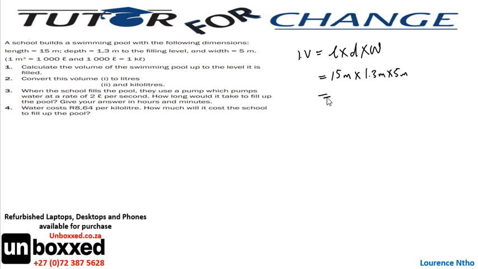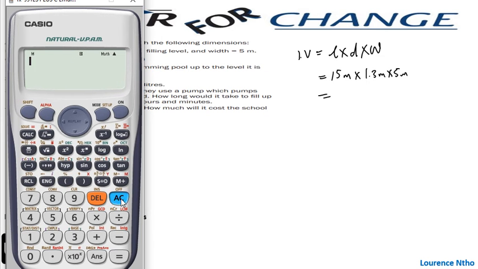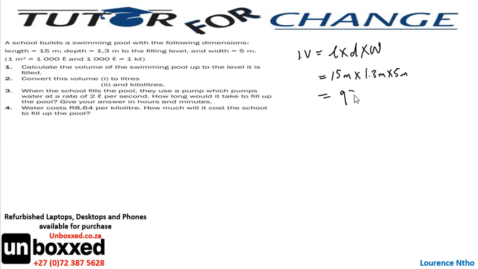Then we can easily calculate our value. 15 times 1.3 times 5, then we get 97.5. How many meters are multiplying there? 3 of them, so meter cubed. So we are fine with that, the first one.